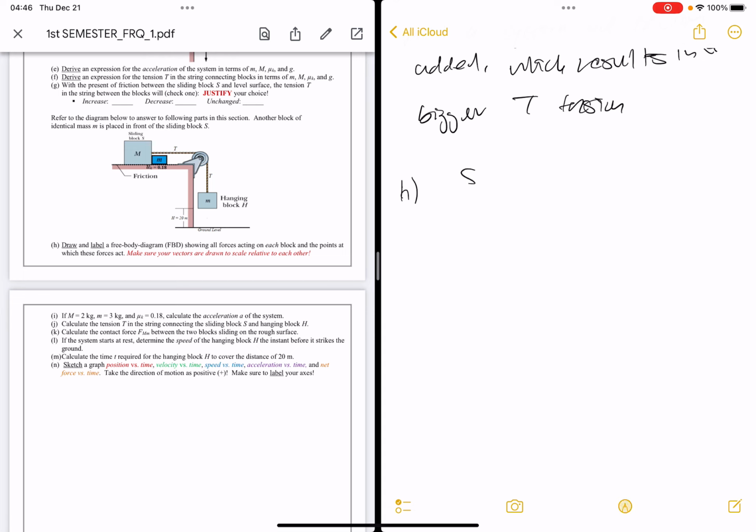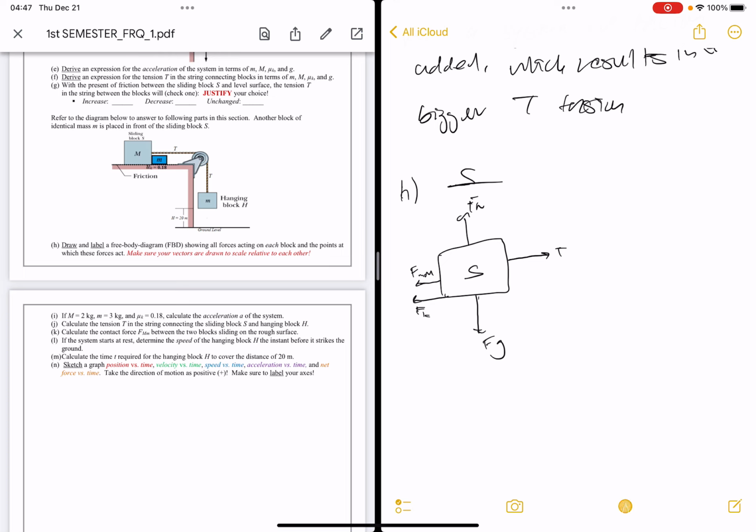Okay, so I'm gonna do block S first. Actually, I'm gonna draw a free body diagram of a square this time. So this is block S. So you have F of N and F of G equal. Tension pulling it to the right. And then we have F of K acting against the line of motion. And then we have the contact force of the small block onto the big block.